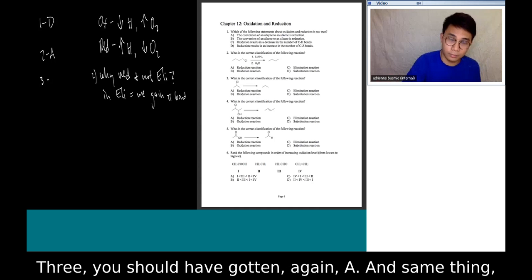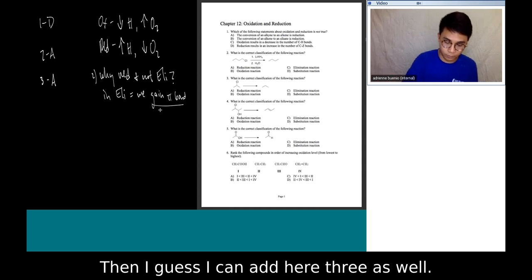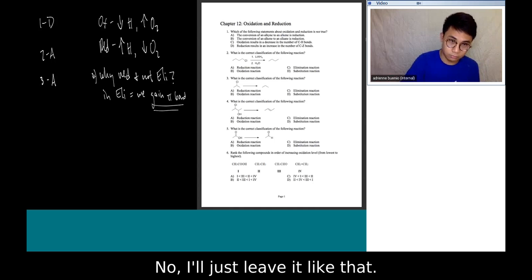Three, you should have gotten A again, and same thing, right? It's not elimination because we didn't get a pi bond, right? No pi bond. And I guess I can add here a three as well. No, I'll just leave it like that.